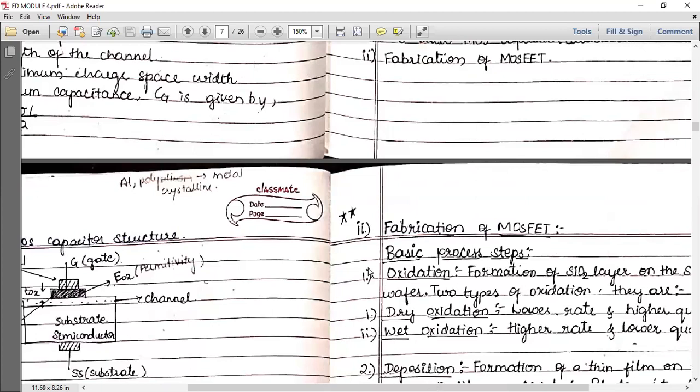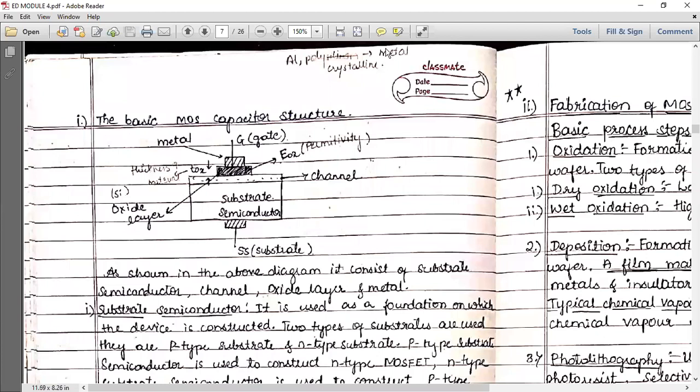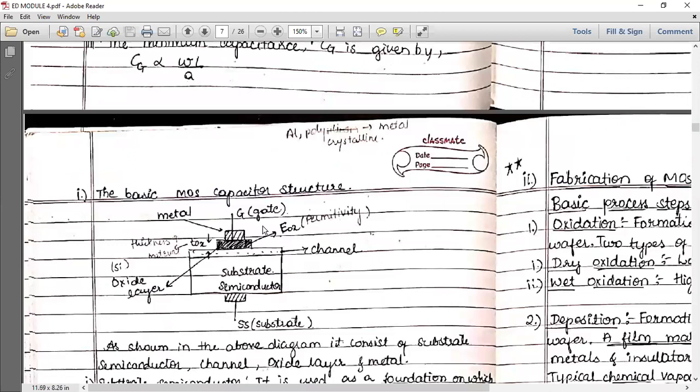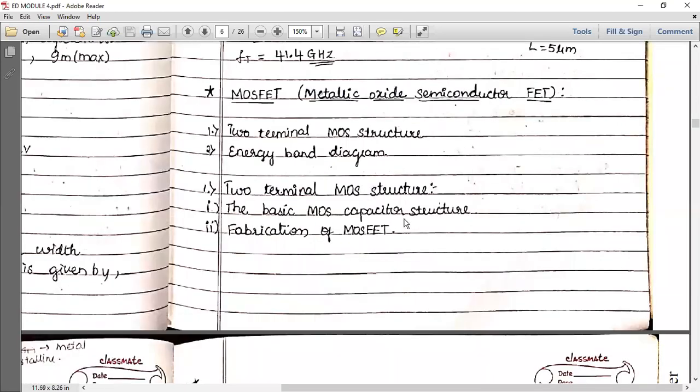Now there is another thing for you guys: we have the IA next week. I hope you got the timetable also. The syllabus for the second IA will be from the topic left from the first IA, up to the topic which you have covered right now, that is, the basic MOS capacitor structure.